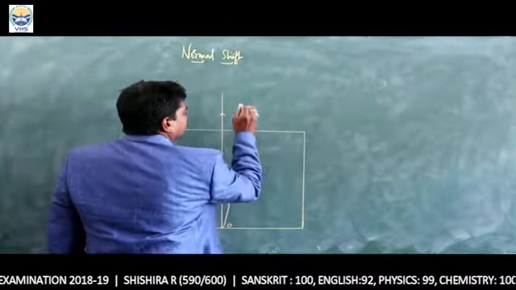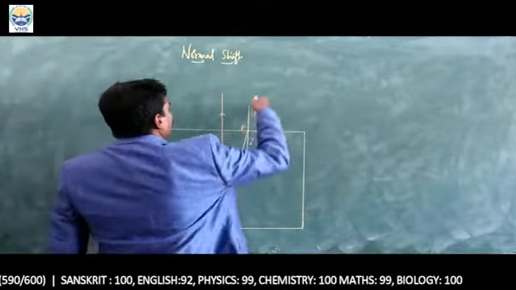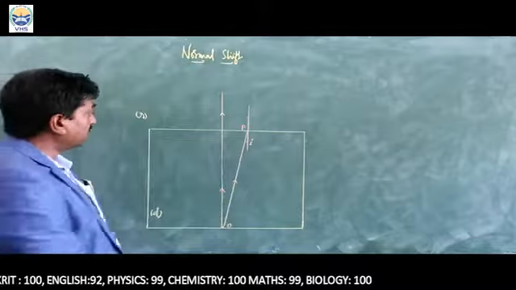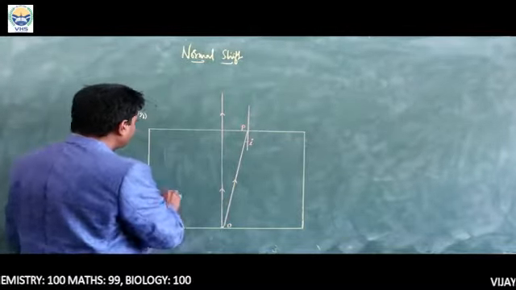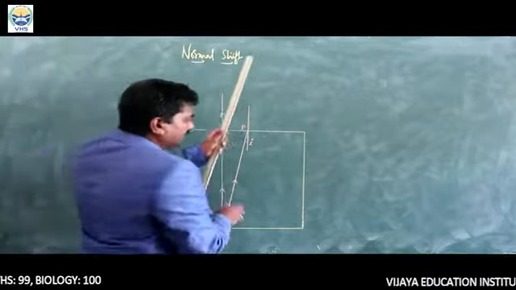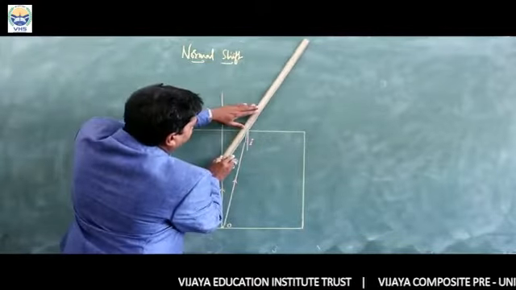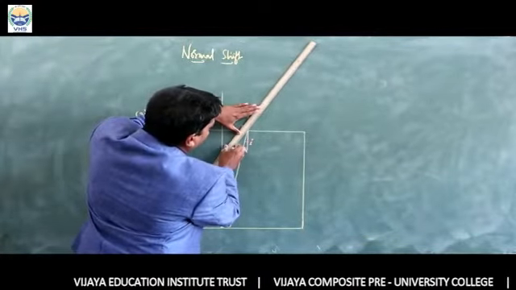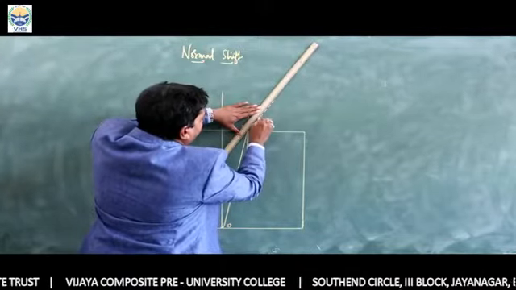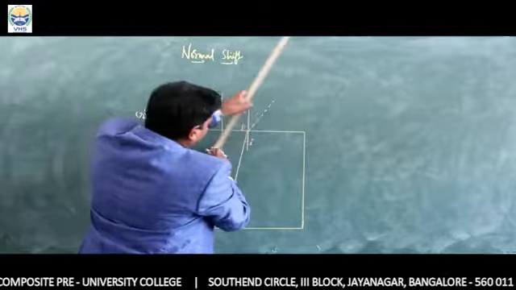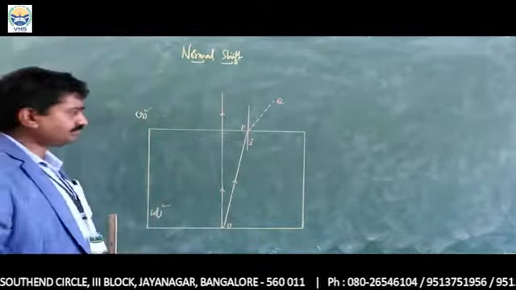Let this point be P. In the absence of this medium, it would have gone straight. But because of this rarer medium, as the ray is traveling from denser to a rarer medium, it bends away from the normal. That means this is the refracted ray. PQ is the refracted ray.